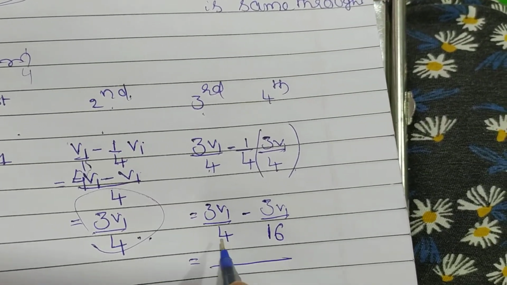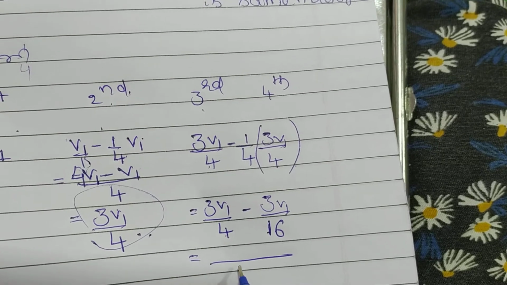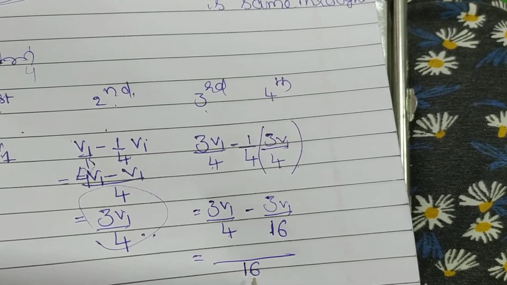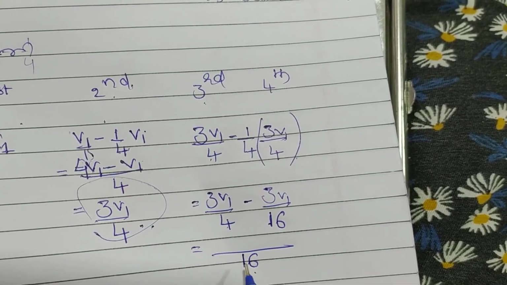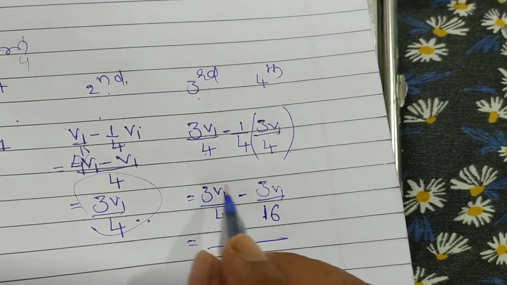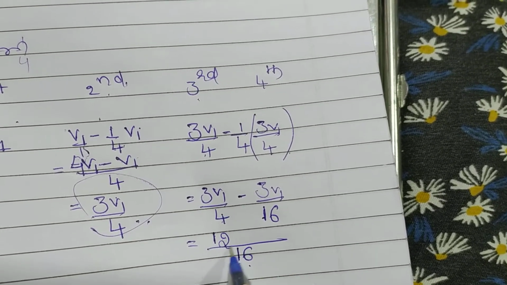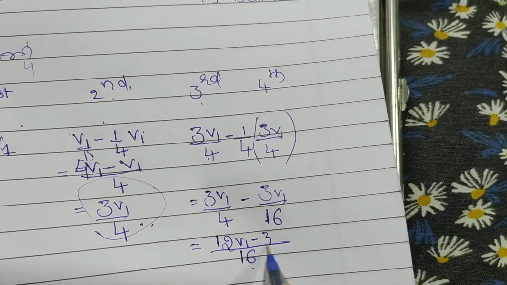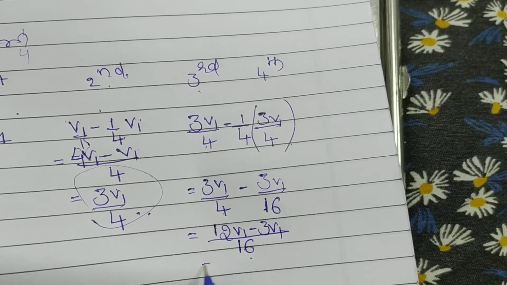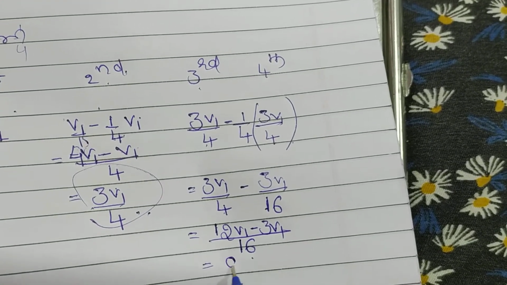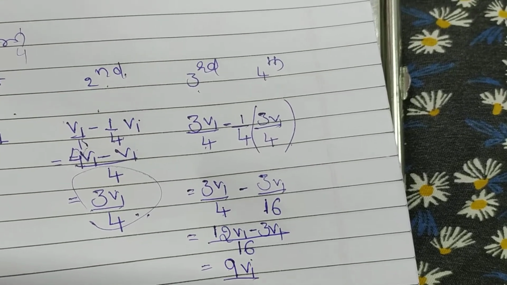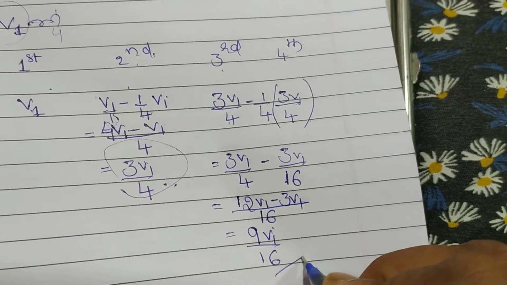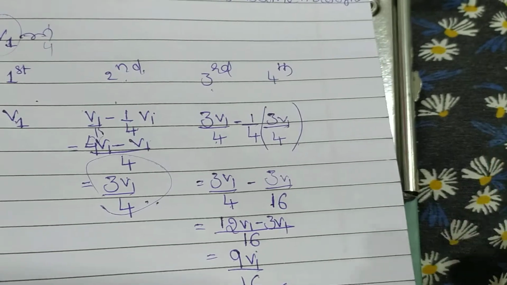Now the LCM of 4 and 16 is 16. 4 goes in 16 four times, so 4 into 3V1, 4 threes are 12V1, minus 3V1. So how much will it be? 12V1 minus 3V1 is 9V1 by 16. So this is the third term. Now we will check the fourth one also.